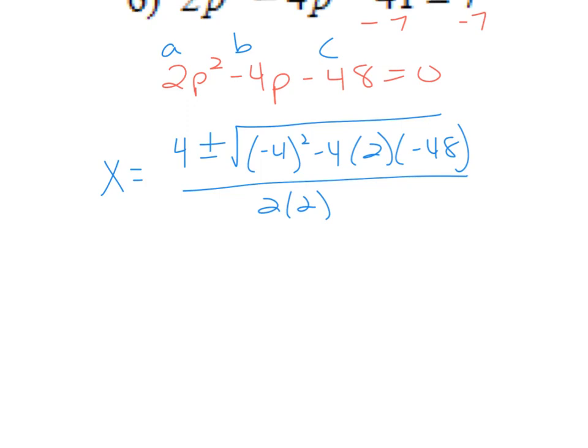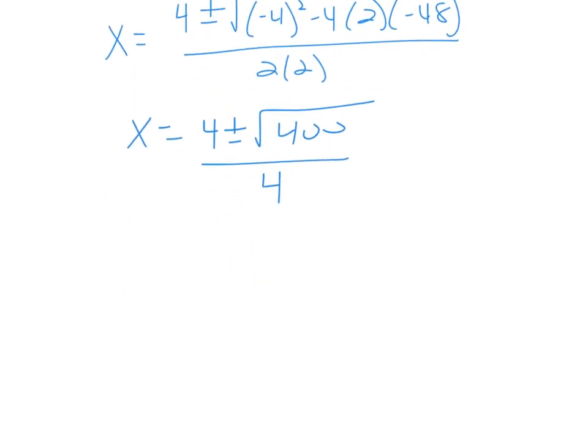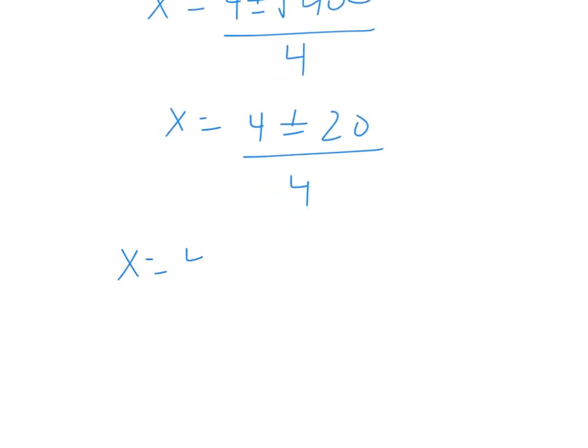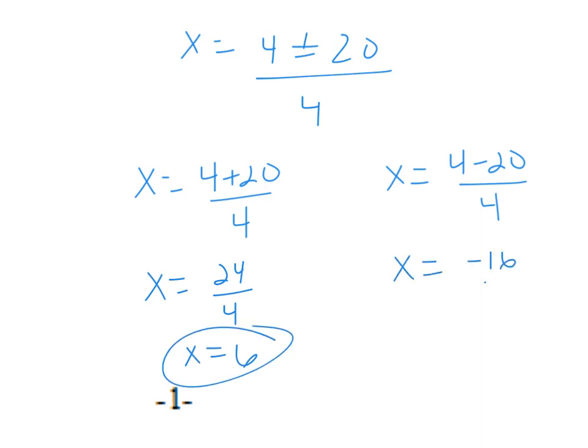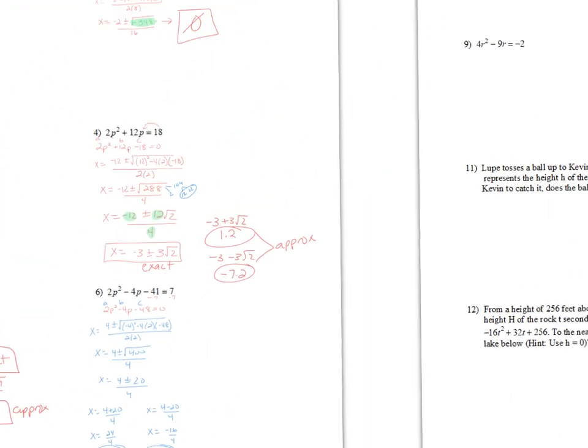So on the inside here, I'm getting 400. So x equals 4 plus or minus the square root of 400 divided by 4. Now the square root of 400 is 20. So we end up with 4 plus or minus 20 over 4. And now let's break it up to get our two answers. So we get 4 plus 20 divided by 4. And we end up with 4 minus 20 and divide that by 4. So 24, right? 24 divided by 4 is 6. And on the second one here, we have -16 divided by 4 is -4.